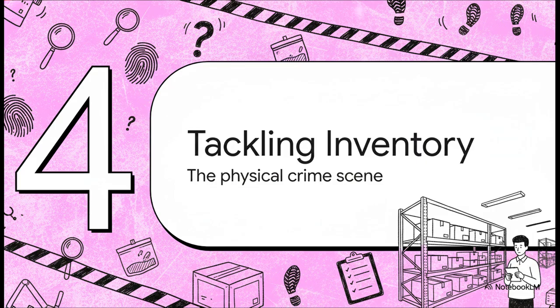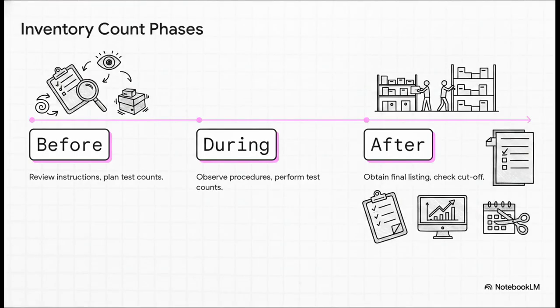Section 4. Tackling inventory. Welcome to the physical crime scene under ISA 501. Let's take our toolkit out into the field, starting with a heavily tested area, the year-end inventory count. The real trick here is breaking down a massive, sometimes chaotic warehouse count into 3 manageable chronological phases. Before the count, you plan. You review management's instructions to make sure they're actually sound.